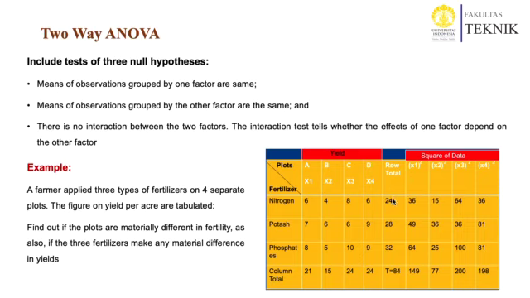Here we have several parameters: nitrogen, potash, phosphate, and we total the types of yield and types of fertilizer. We have here 3 types of fertilizer and 4 types of plots. We also have the squared data for each yield.